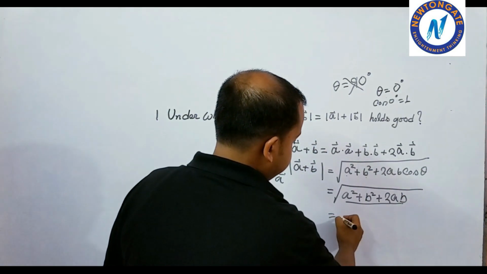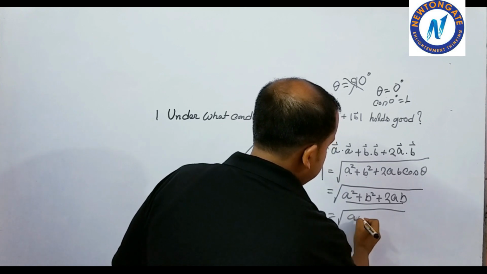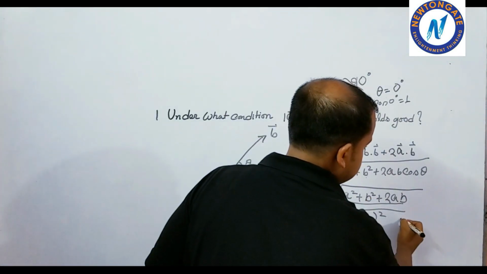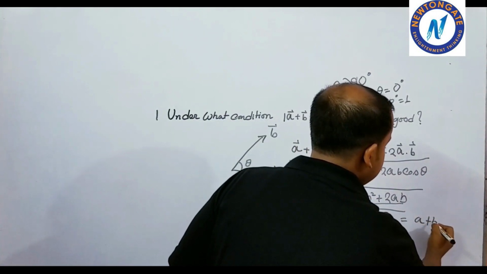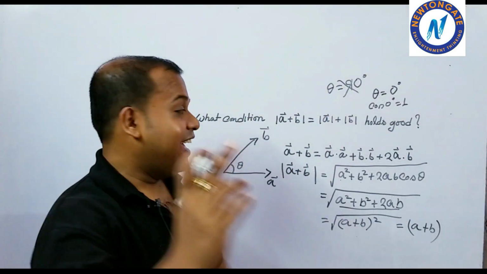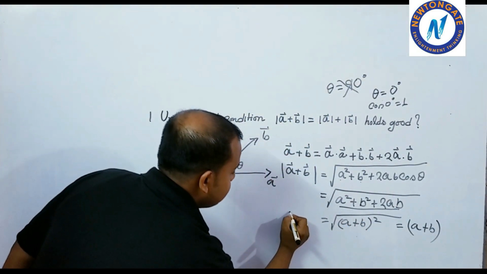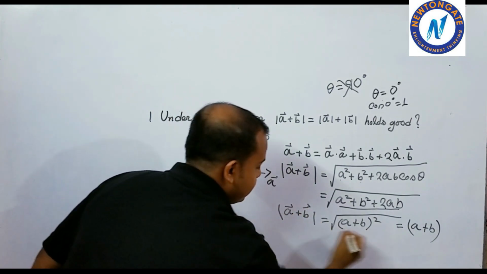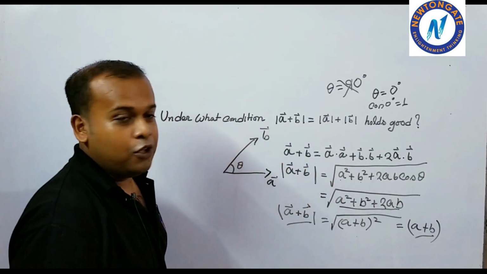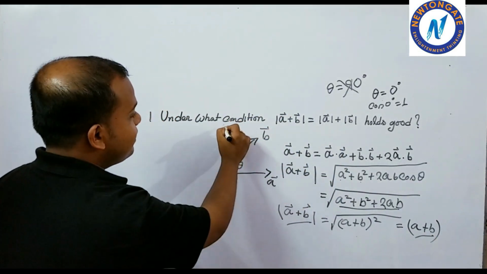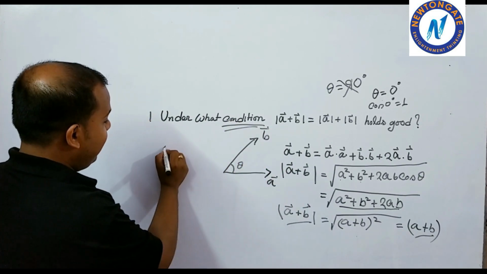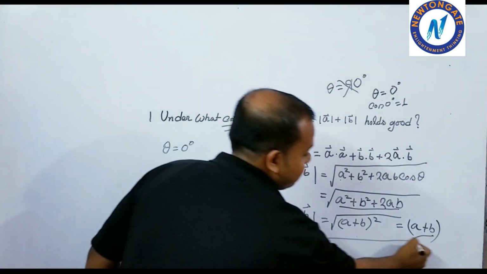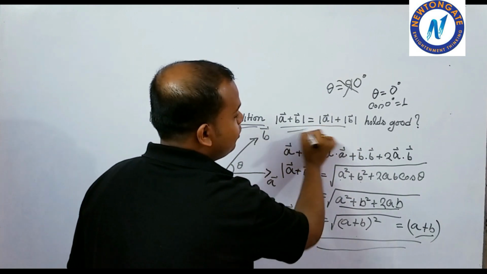And now this is a standard formula, which gives A plus B whole square. So this eventually becomes A plus B. Now under this condition, can I write that this A vector plus B vector, whose mod is this, is equal to this? So the required condition is that theta equals 0 degrees. If theta equals 0 degrees, then this equation holds good.